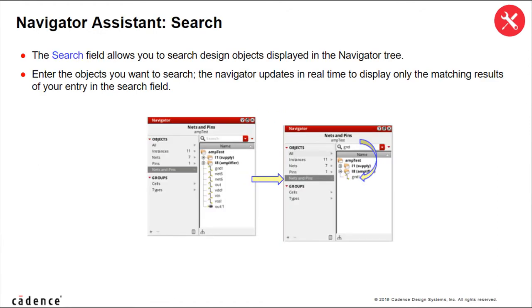There is a search field that allows you to perform a hierarchical search for any instances or nets in your design. The search field allows you to search design objects displayed in the Navigator tree. You can type in your words to search in real time.